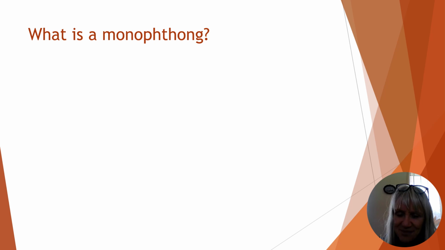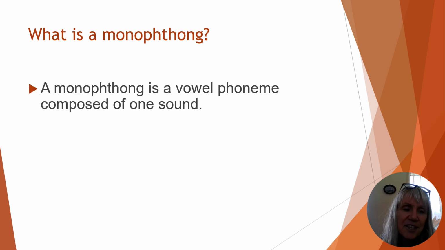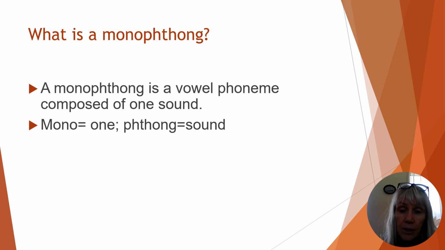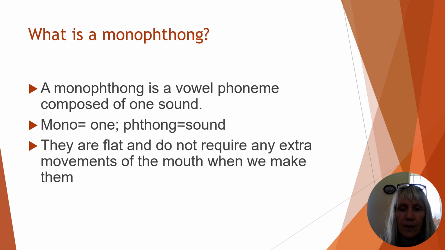What is a monophthong? A monophthong is a vowel phoneme composed of one sound. Mono means one, thong means sound. So a monophthong is we're hearing one sound. A monophthong then is flat and does not require any extra movement of the mouth when we make it. So monophthongs are flat and they do not require any extra movements of the mouth when we make them.